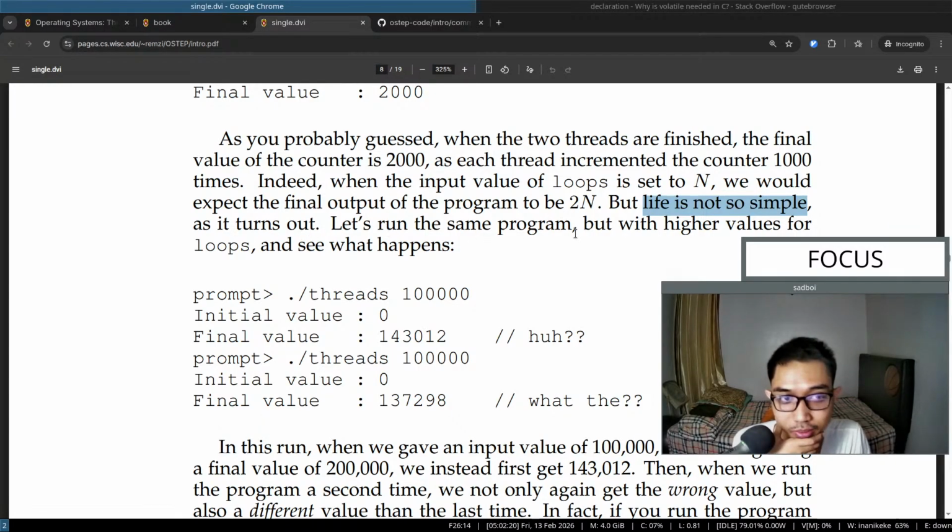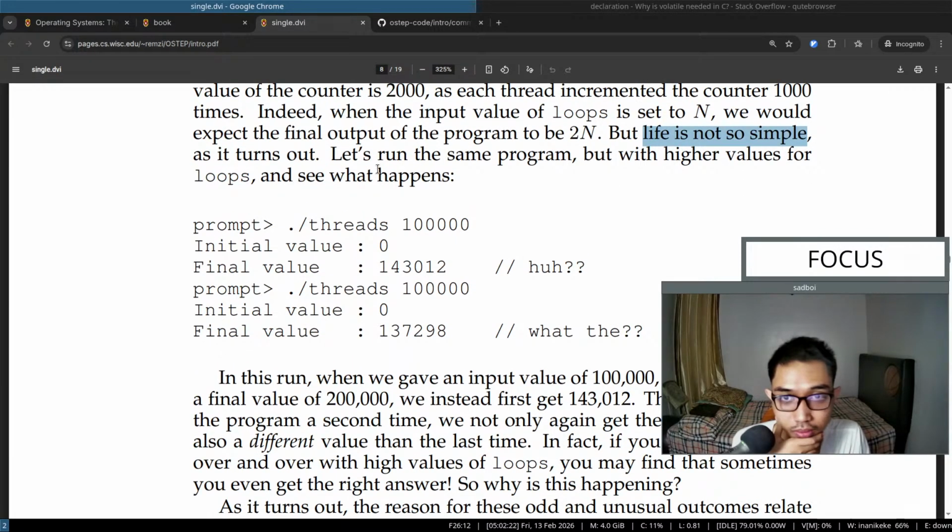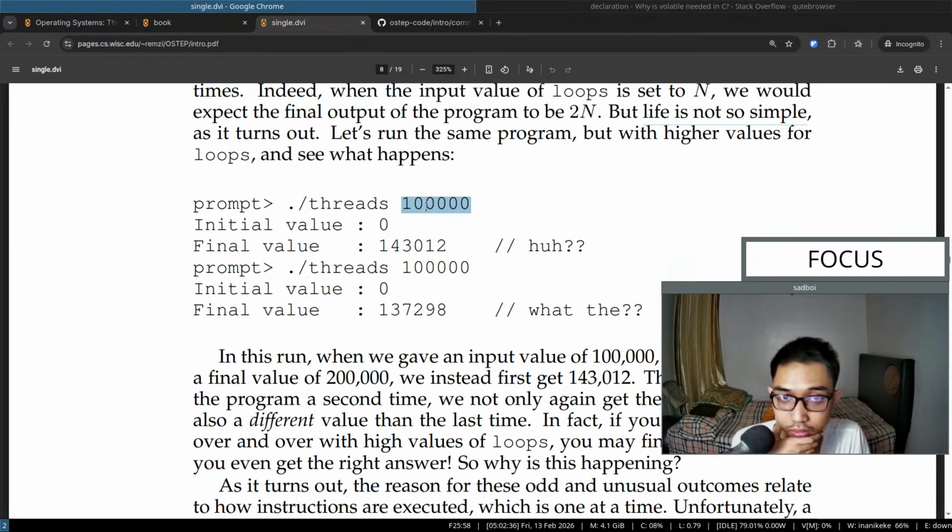As it turns out, let's run the same program but with higher values for loops and see what happens. Okay, threads. What is it called? 100,000. Final value. Wait a minute.